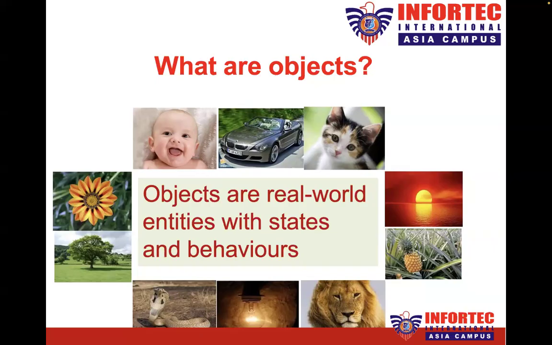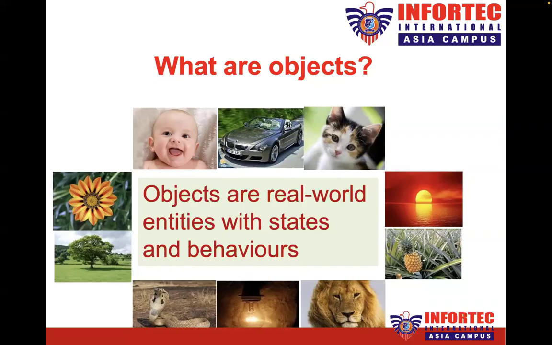So how do we do that? We take all real world things, which we can call entities, and we take these things as objects into the program. Here we have a lot of examples. We have a baby, a car, a cat, a sunset, a pineapple, a lion, a light bulb, a snake, a tree, a flower. These are some examples of real world objects.